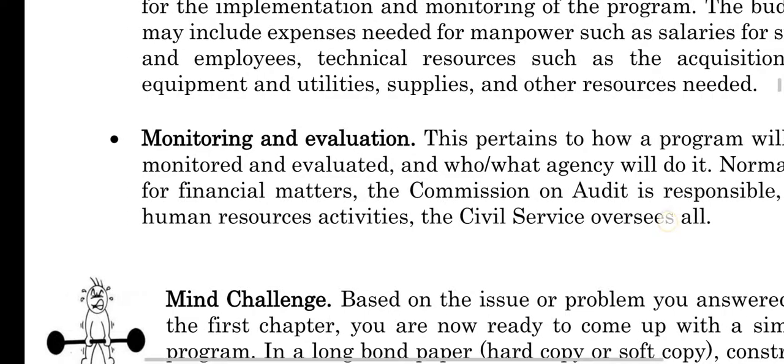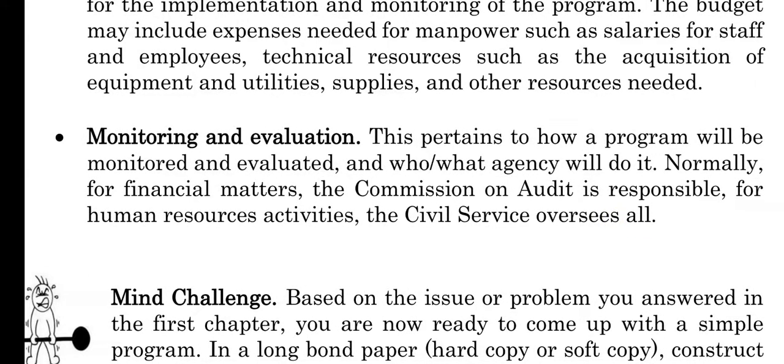Okay? So in this particular part, this pertains to how a program will be monitored and evaluated and what agency will do it. Normally for financial matters, the Commission on Audit is responsible. For human resources activities, the civil service oversees all. Okay? However, in the internal organization, in your own organization, aside from the manager or the program administrator, how will your program be monitored? Okay, so who will monitor the program implementation?